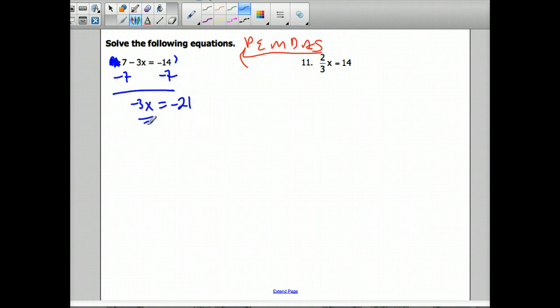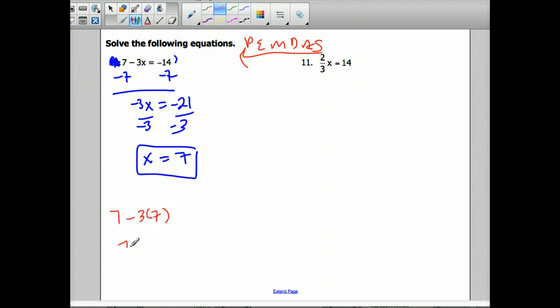So now divide by negative 3. You want to divide by the negative, whatever number, including the sign in front of the x. Gives you x equals 7. And then you should check your answers if it's more than a one-step equation. So 7 minus 3 times 7 is 7 minus 21, gives me negative 14, and that's exactly what I should have, so that works.